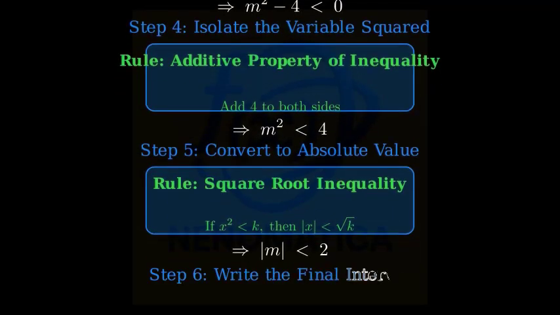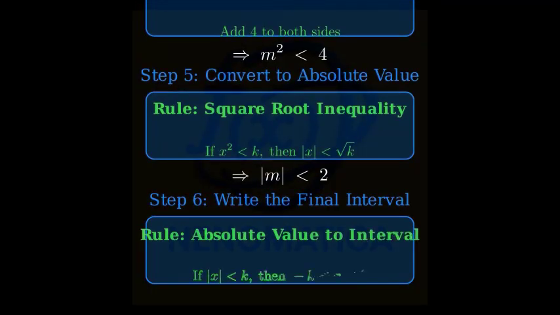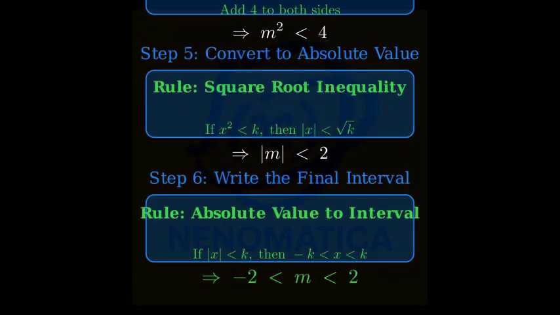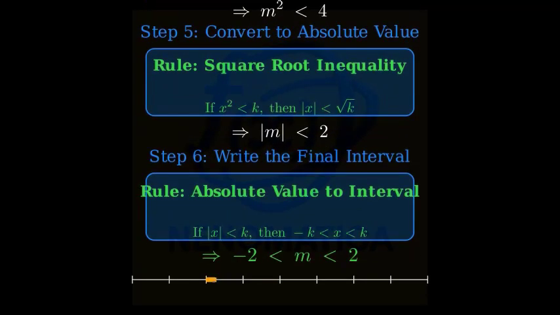Finally, convert the absolute value inequality into a compound inequality. That yields negative 2 less than m less than 2. To build intuition, here is the solution on a number line. We shade the interval from negative 2 to 2, open at the endpoints.